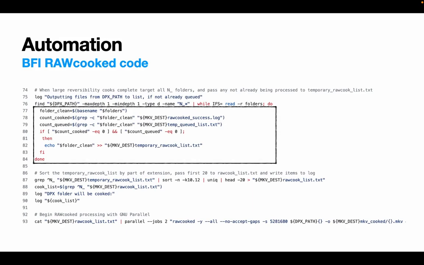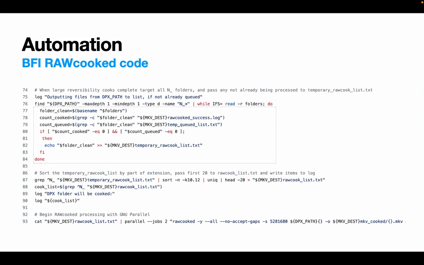Lines 77 to 84 extract the file name from the path and check if the file name is already listed as previously cooked or queued for cook. These lists are created at other stages in the workflow. If not on either list, the folders are written to a temporary RAWcooked list.txt. Otherwise, no action is taken and the DPX sequence is not added to any lists.